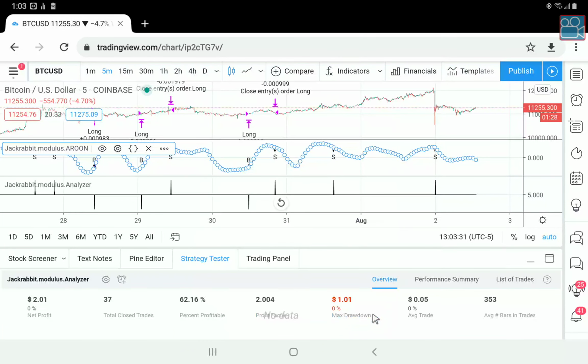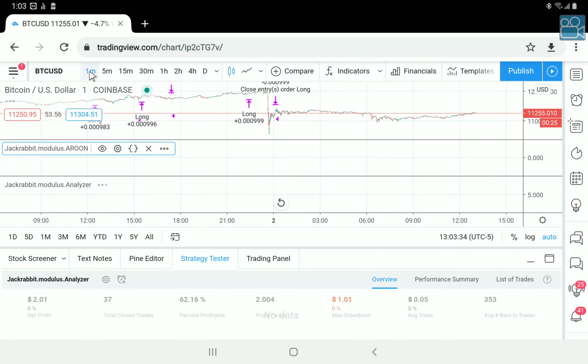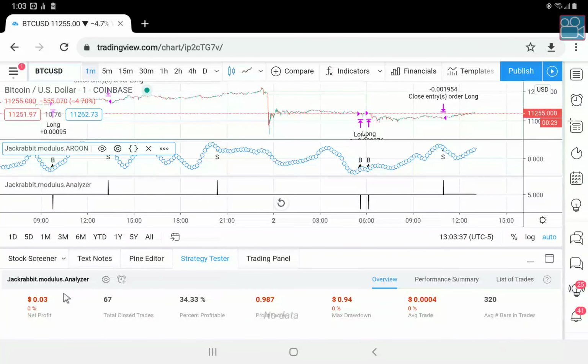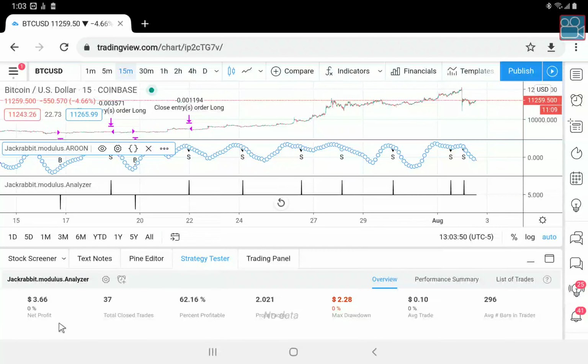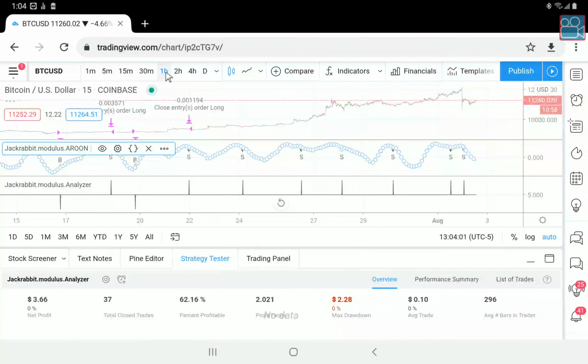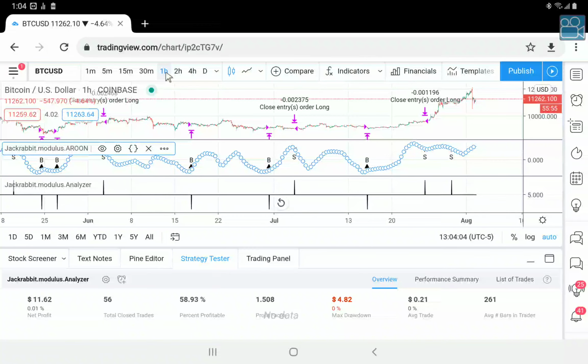Let's see how that works at the 1 minute level. Now, 1 minute level, it doesn't do so well. But it does do well at the 5 minute level. Let's see about the 15 minute level. It does well here. But remember, 5 minutes is 17 days. So as you go up, for example, this is 208 days, and it's only going to make you $11.